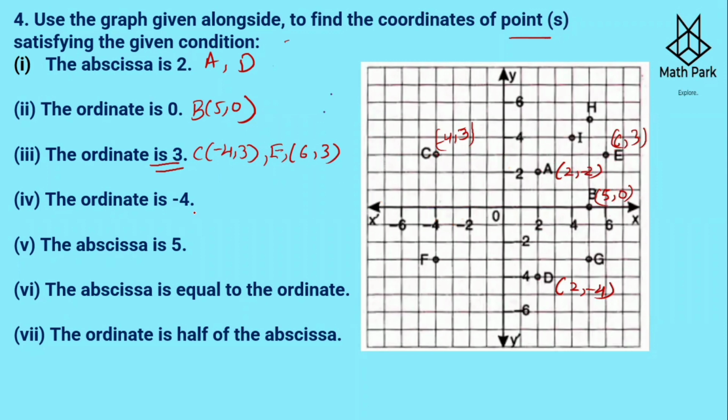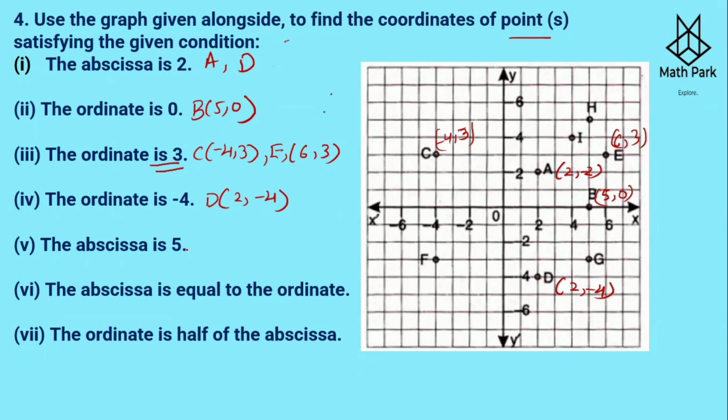The ordinate is -4. So look for -4 on the y-axis. The point where the ordinate is -4 is point D, where the coordinates are 2, -4. This is the only point where the ordinate is -4, that is point D.